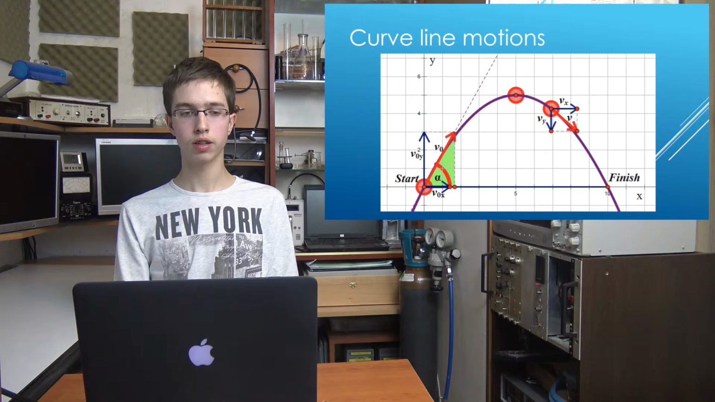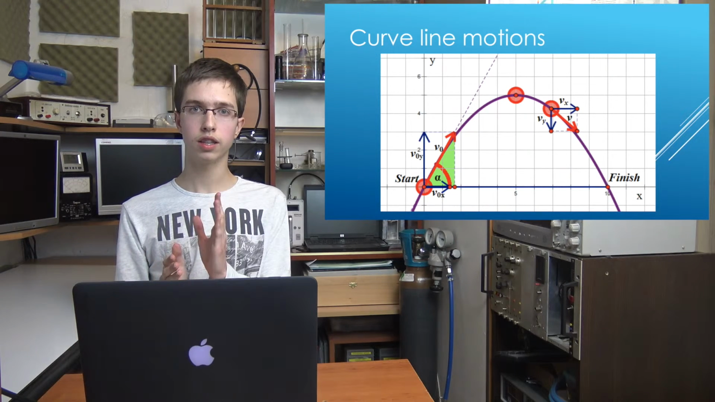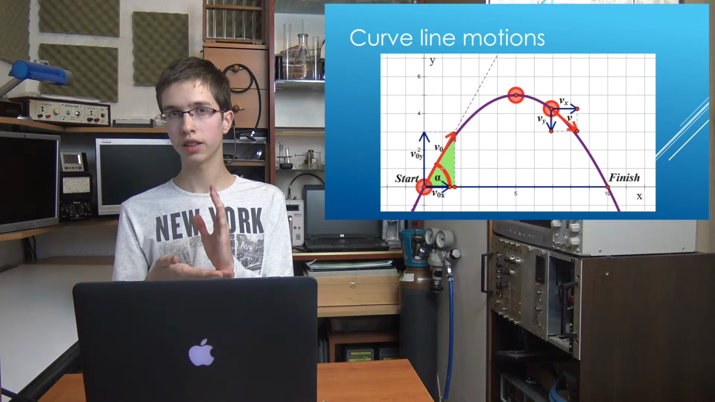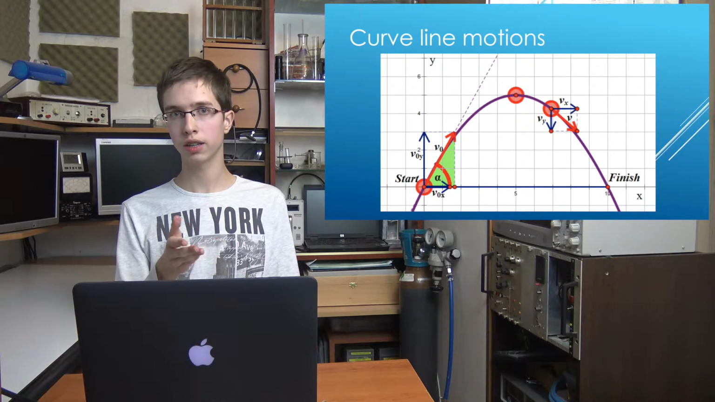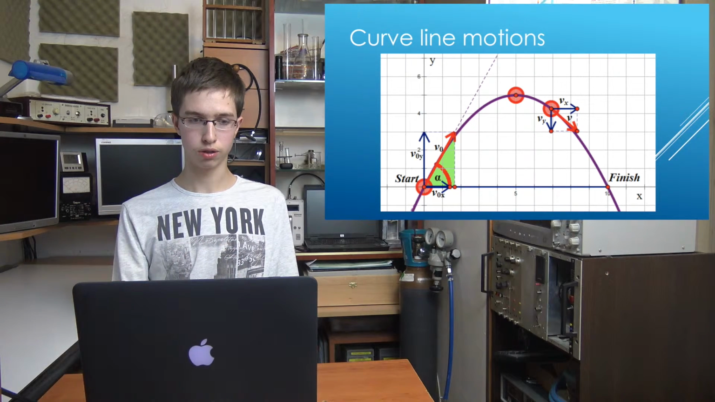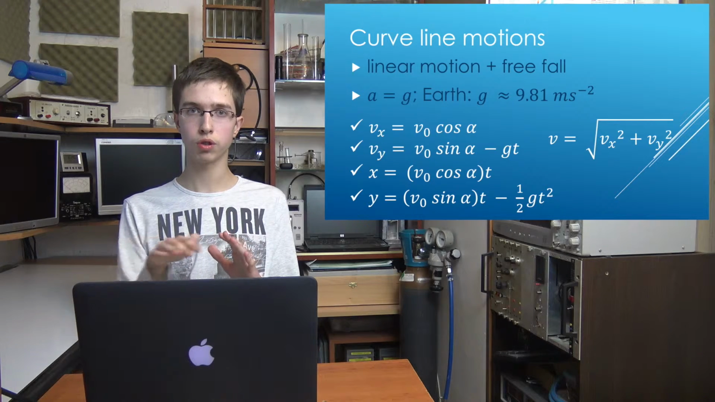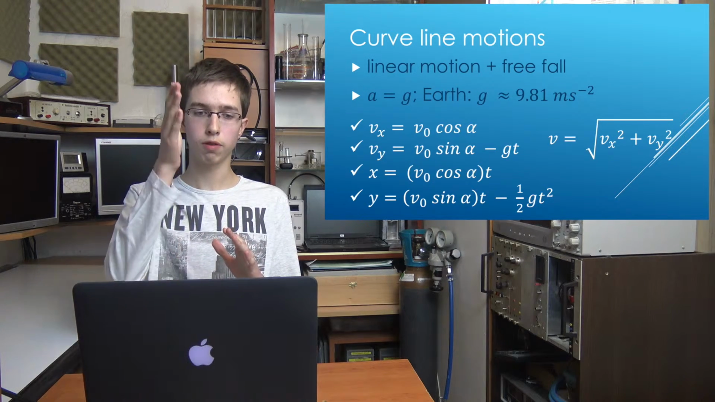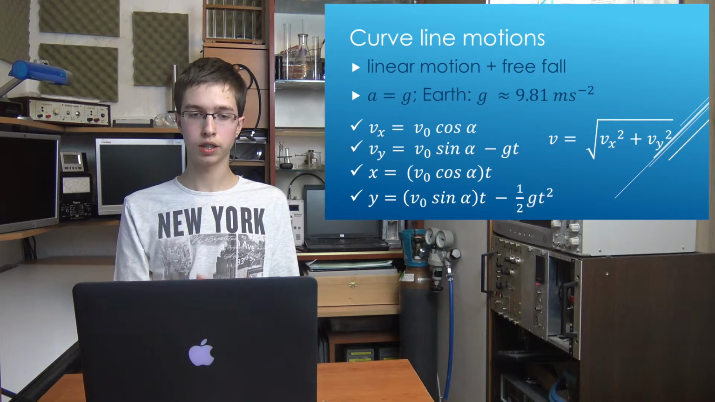And now generally curved line motions. A body can be thrown at any angle up. It doesn't have to be 90, neither 90 nor 0 degrees. So it doesn't have to be neither vertical nor horizontal motion. It can be at any other angle also. And curved line motions are generally a combination of linear motion, which is motion in the horizontal direction, and free fall, which is fall down, so in the vertical direction.